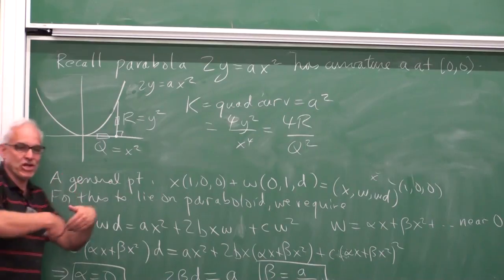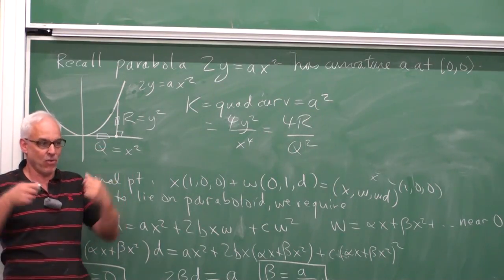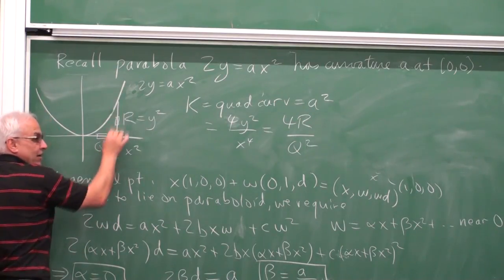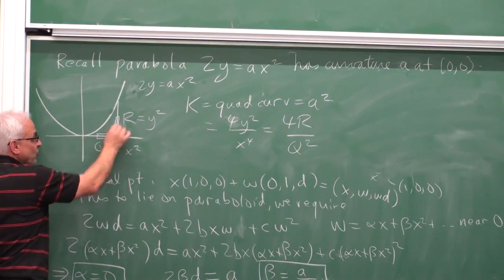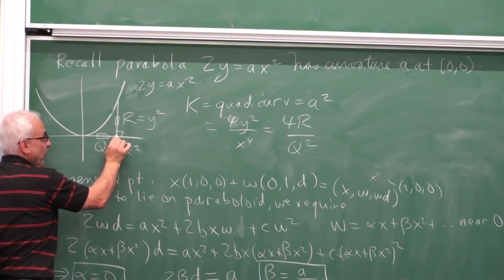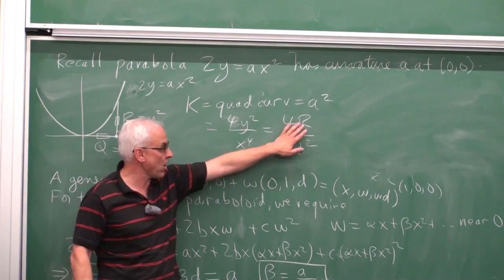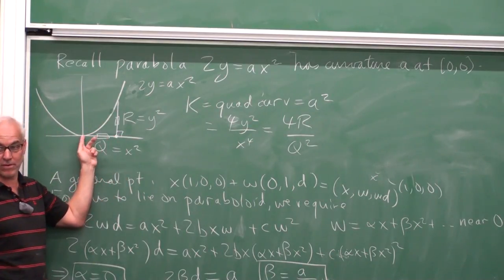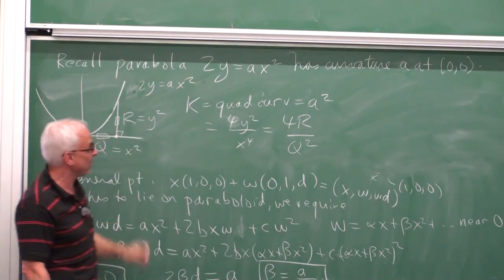So if you have a general parabola without any coordinates, just the parabola itself, and you want to know its curvature, you just draw a little segment of the curve, a little triangle. You measure these quadrances, call them Q and R, and you take the ratio 4 times R over Q squared. That's going to be the square of the curvature at this point, the quadratic curvature. It's a restatement of the fact that the curvature of this thing is a.